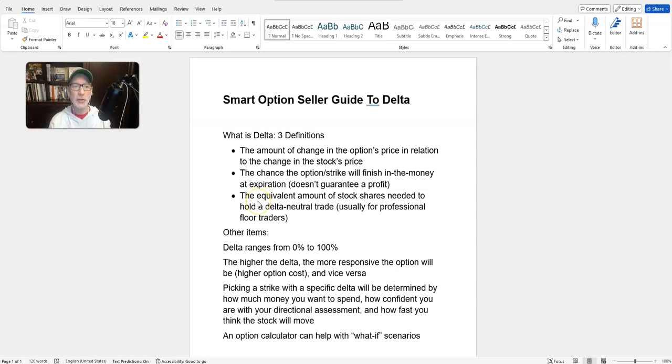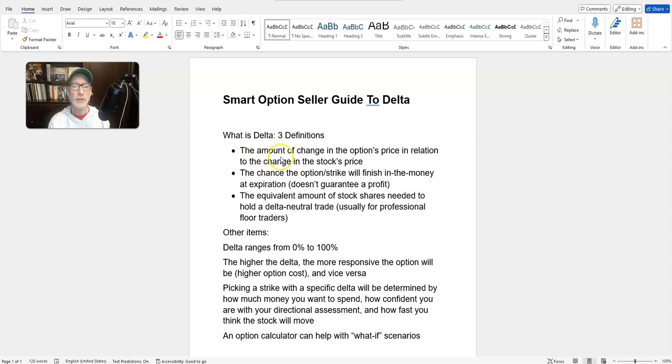And the third definition, and this really pretty much only applies to floor traders and professional traders, is how many contracts or how many shares of stock or futures contracts, the way that I used to do it, to make you hold a delta neutral position, which means you're not bullish or bearish. It's just a flat position. So if you buy a call option, which is a bullish strategy, how many shares of stock do you need to sell to offset that bullish position? That's what the delta can tell you. We're not really going to talk about that. We're going to talk about the first two definitions more than anything else.